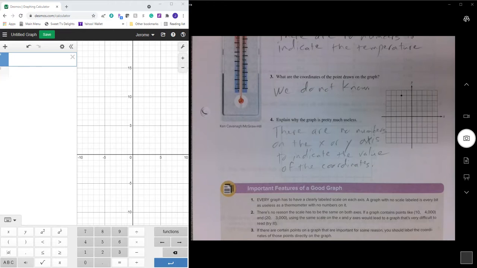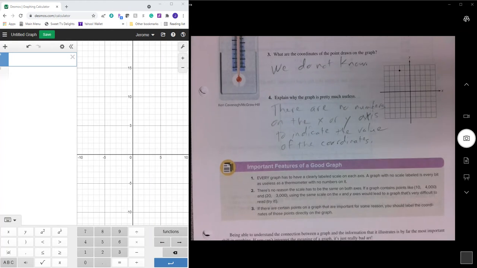It says every graph has to have a clearly labeled scale on each axis. A graph with no scale labeled is every bit as useless as the thermometer with no numbers on it. There's no reason the scale has to be the same on both axes. If a graph contains points like 10, 4,000, and 23,000, using the same scale on the x and y axis would lead to a graph that's very difficult to read. And it says try it. I'm not trying that. That's going to be too large of a graph.